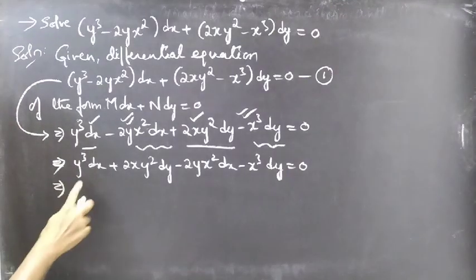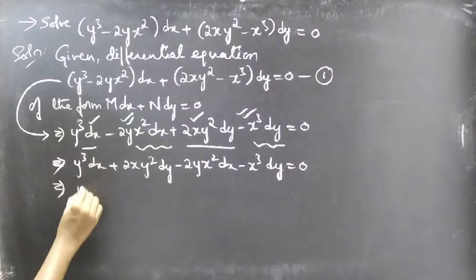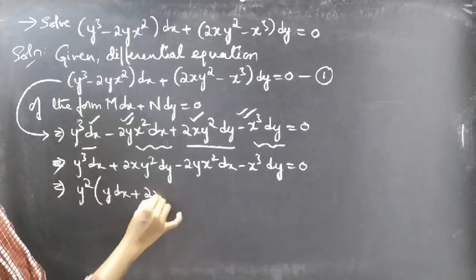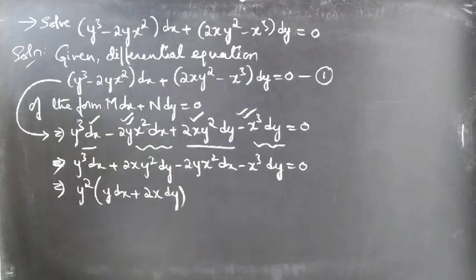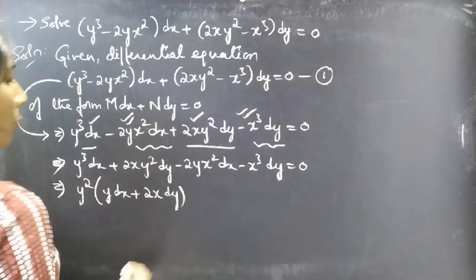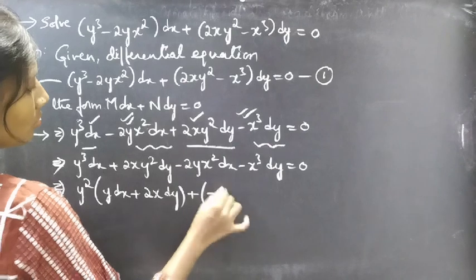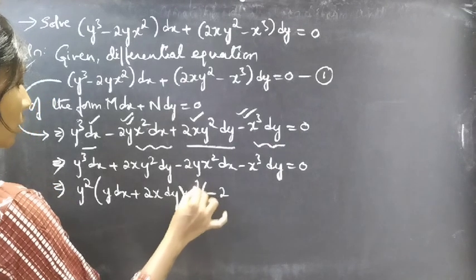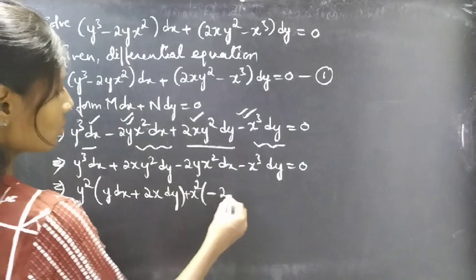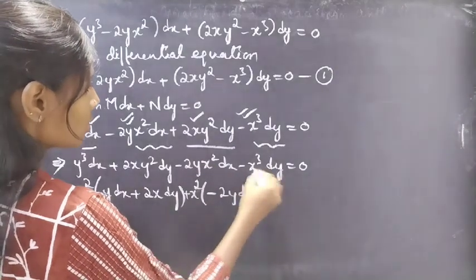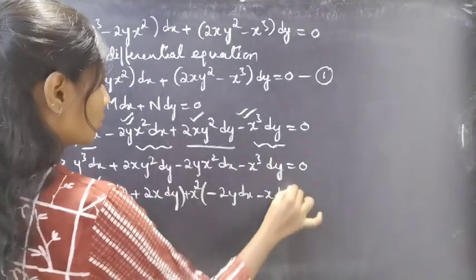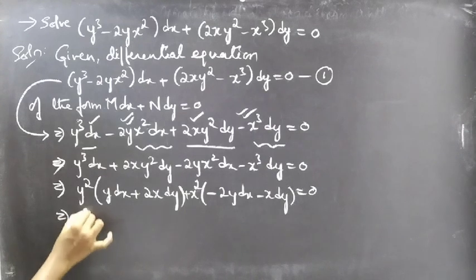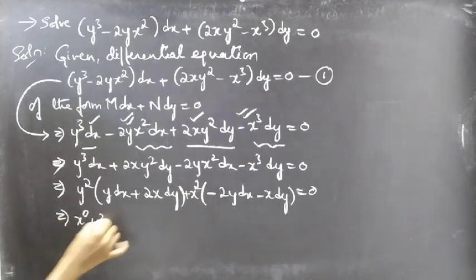Okay. Now we can take y square common from these two terms. We'll get y square of (y dx plus 2x dy), right? And take x square common from the next two terms. You'll get plus of minus, you're taking x square common, right? You'll get x square times (minus 2y dx minus x dy) equal to 0. Now we can write this equation as x power 0 y square.